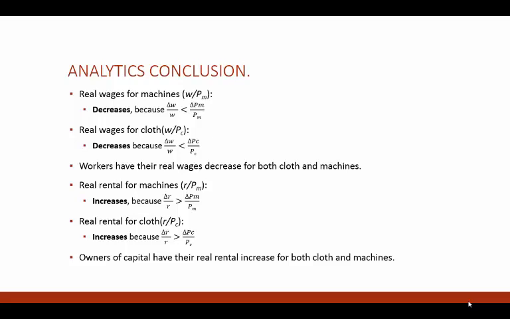Owners of capital gain as their post-trade incomes increase by 125%, whereas machine prices increased only by 12.5% and cloth prices fell by 6.25%. Owners of labor lose as their post-trade incomes fell by 25%, whereas machine prices have increased by 12.5% and cloth prices fell by only 6.25%.